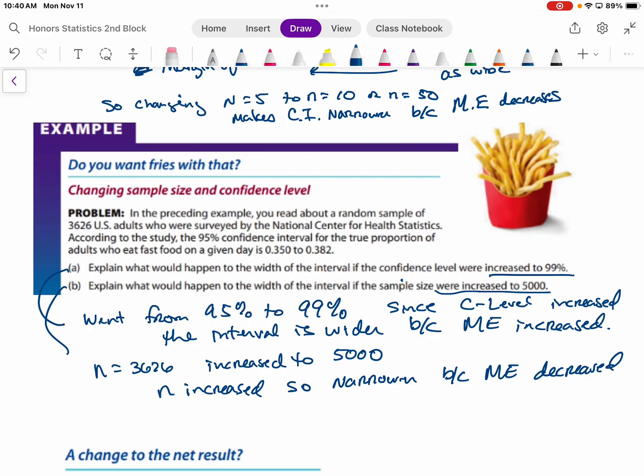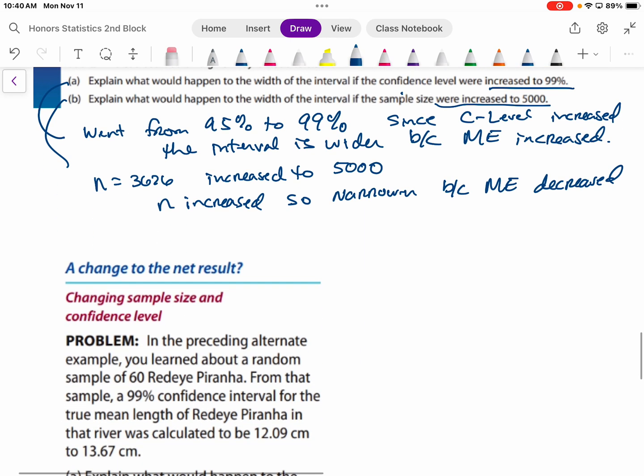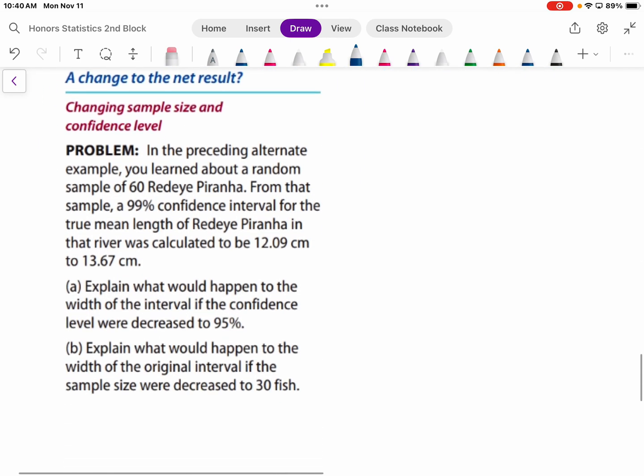We get to solve in the next couple lessons the aspect of solving for the minimum sample size to achieve a certain margin of error. That's what we get to do in the next couple lessons. So real quickly, answer that one about the Piranha, then we're going to move on to the next lesson. What would happen if the confidence level was decreased, and then what would happen if you decrease the sample size of fish?